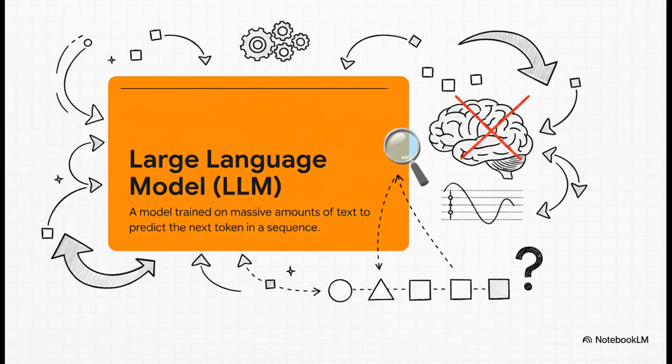So what's actually going on under the hood? Well, at its core, an LLM is just a really, really sophisticated prediction machine. It's been trained on a mind-boggling amount of text, and its entire job is to predict the next word in a sentence. It's not really thinking in the human sense. It's more like the world's best pattern matcher, just on a massive scale.